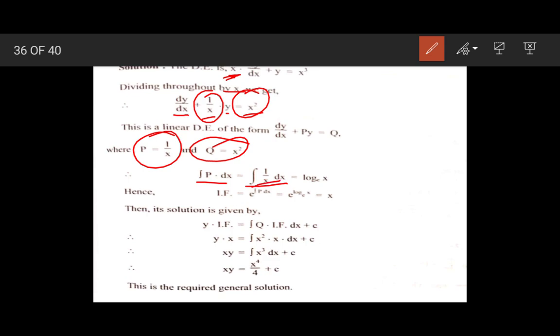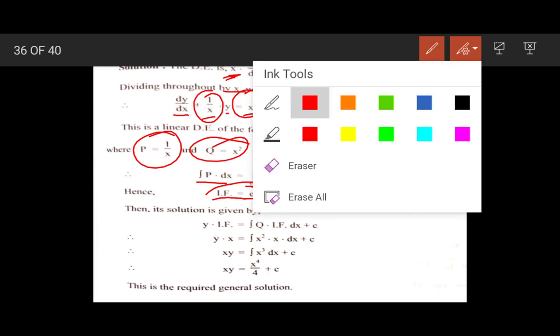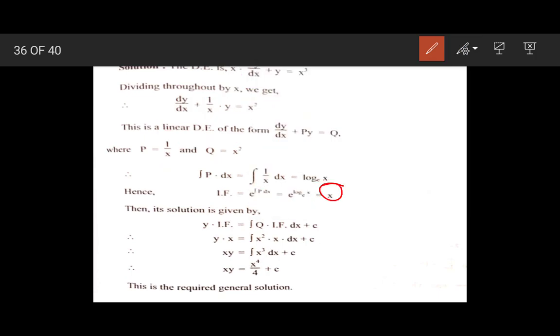Now the integral of 1 upon x is log x. So the integrating factor is e raised to the integral of p dx, so e raised to log x. Now e and the base of log is also e, so this is equal to only x. So we get the integrating factor as x.